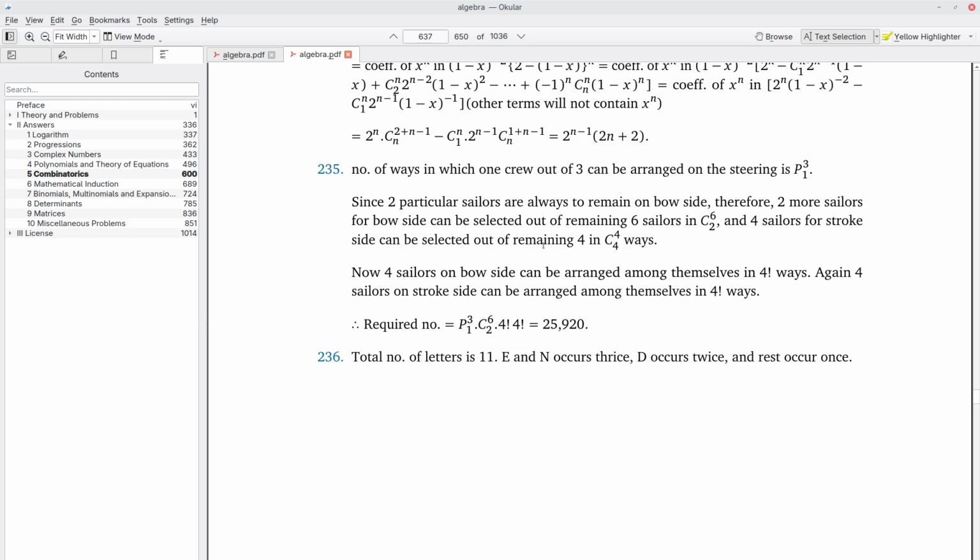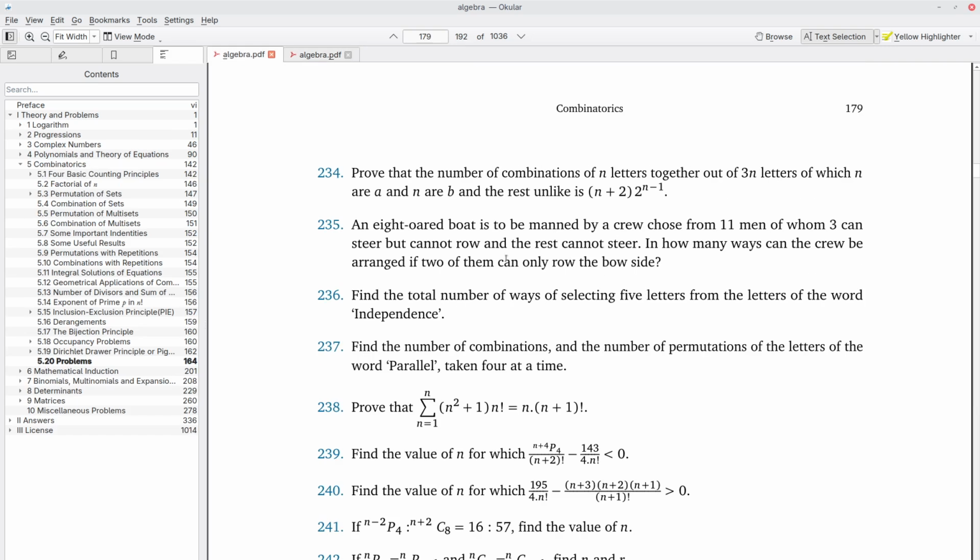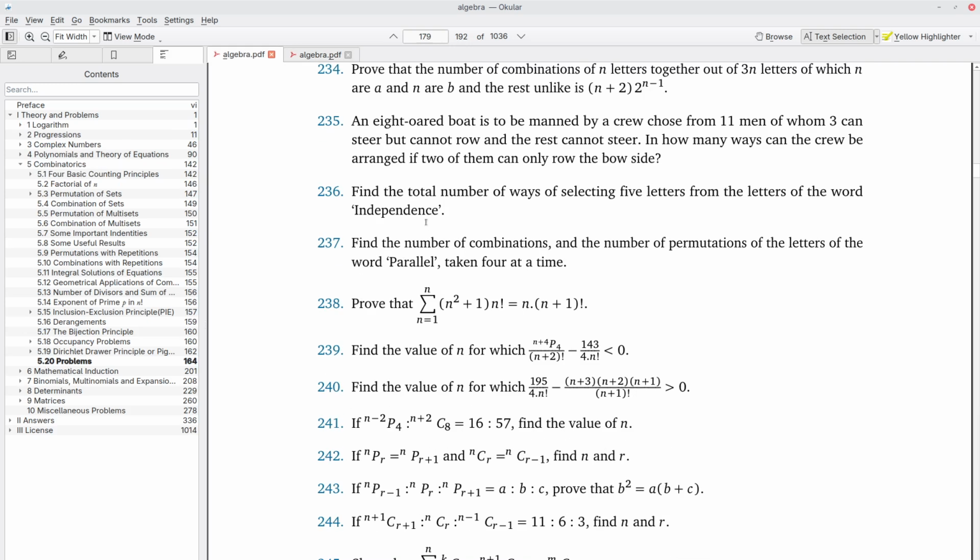To solve this problem, you should know what a bow side is, what a stroke side is, what steering is, and all that. So unless you know the terminology, you won't be able to solve this problem.